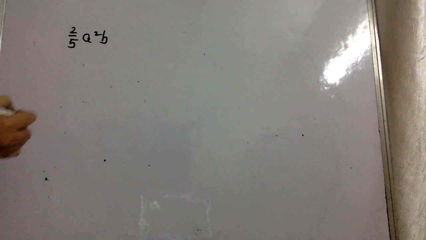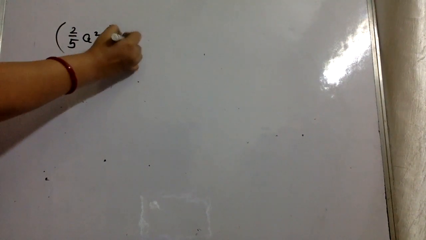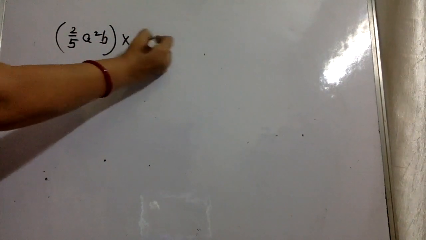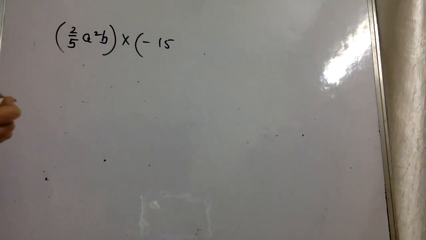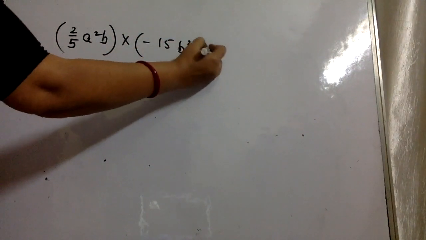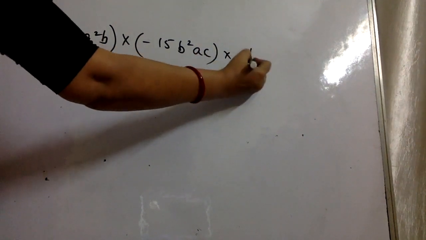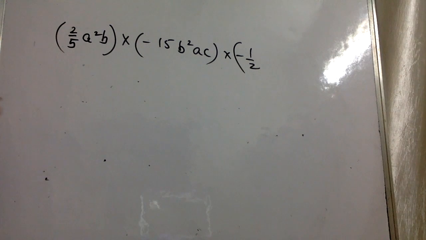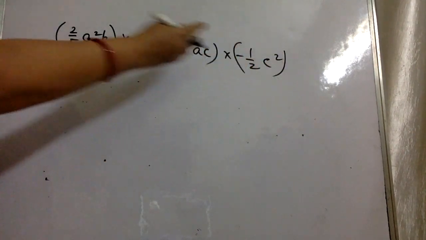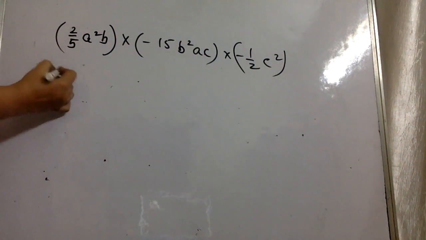Now let us take up a little big question. Okay. These sums look scary, but they aren't. I just want to show you that. 2 by 5 a square b, bracket, into minus 15, this also is written in a bracket itself in the question, b square a c, okay, and then into, so there's a mix of fraction and regular numbers, and then c square, and note clearly they are all unlike terms.